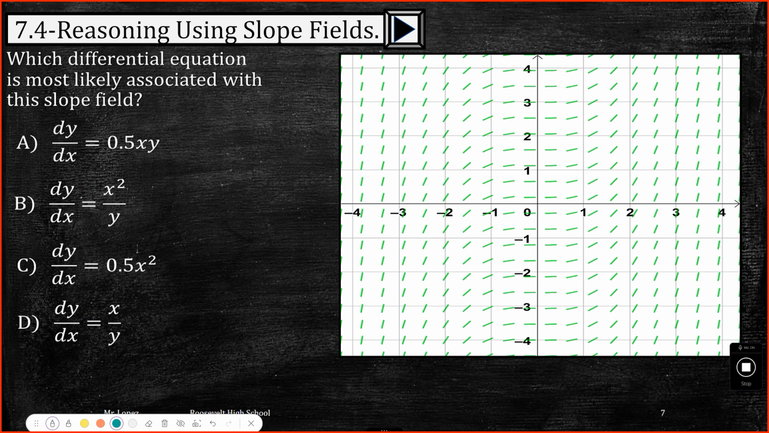Let's take a look at the back. I think, is it in the back? Is the first one? Yeah. All right. Take a look at it.